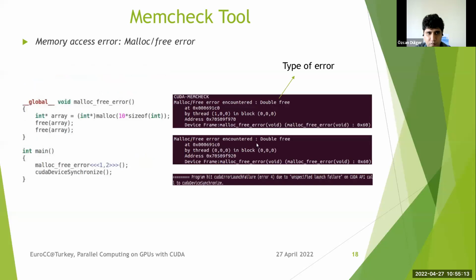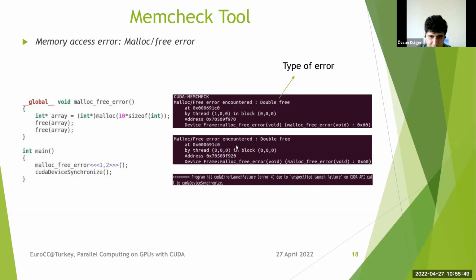This is the output of CUDA memcheck. Here we encountered a double free error. This is the name of the error. And the second line is the PC of the instruction. The third one is the thread information. The ID is 1, so this is the second thread in the first block. And the fourth line is about the address of the memory location.